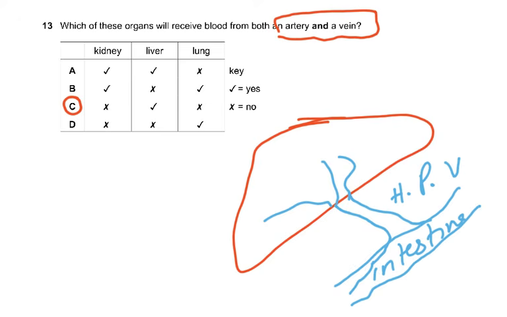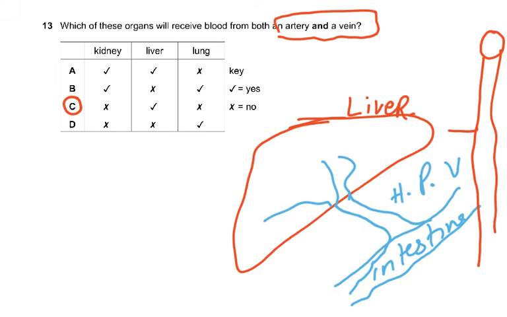The hepatic portal vein carries blood from the intestine to the liver. This is the liver. But then the liver also receives blood from the aorta. So the aorta going down here also gives a branch which is called the hepatic artery. The hepatic artery is a branch of the aorta, and it supplies blood to the liver.